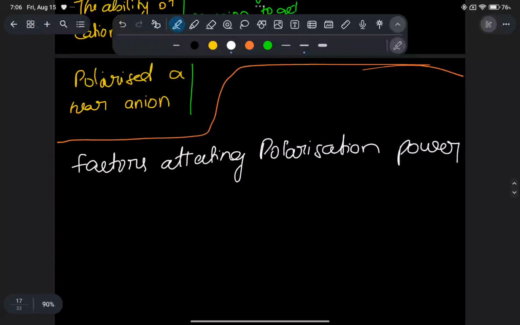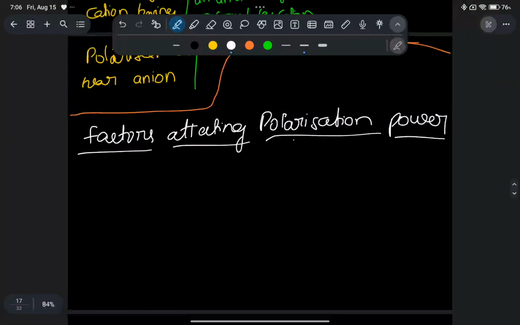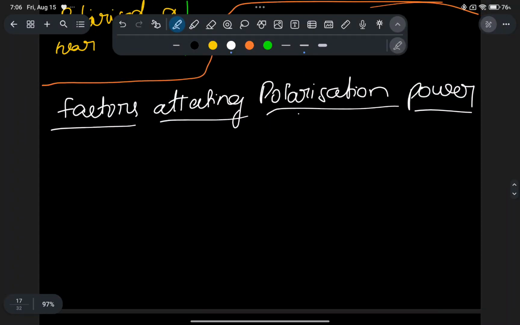There are factors like electronegativity, size of an anion, size of a cation, and electron configuration. How do they affect polarization? What does polarization mean, and how does it increase or decrease? Some rules are there, and you will get these in competitive exams.